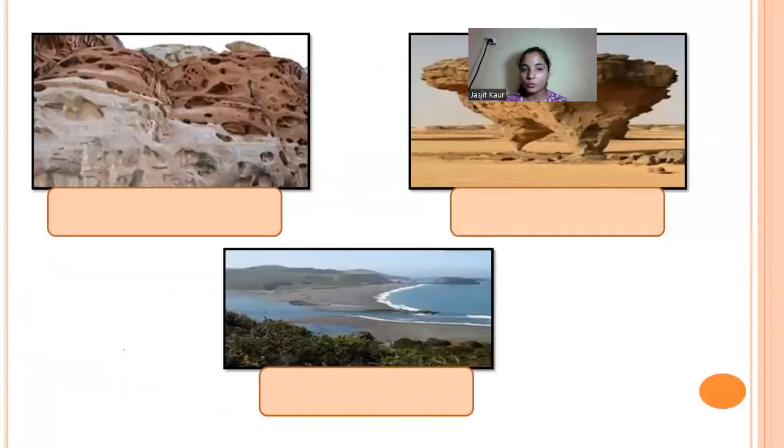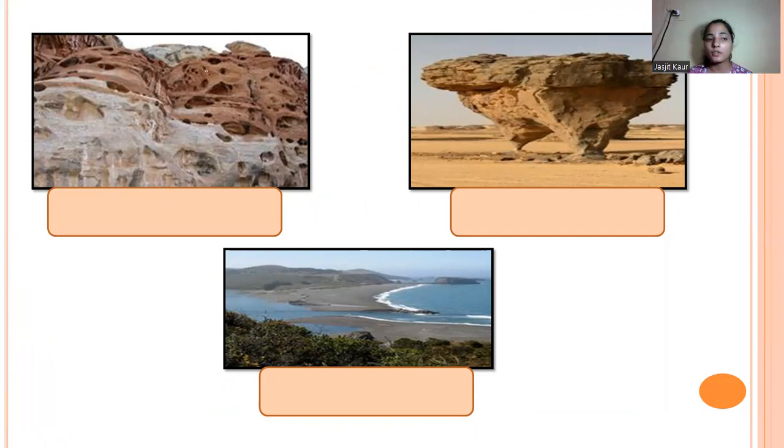Now, moving forward. Here I have pasted certain pictures for you. You have to tell me, this is the first picture, this is the second one, and this is the third one. Now you have to tell me which geological process is responsible for this kind of landform. This landform is formed because of which geological feature? Observe this picture very carefully and then answer me.